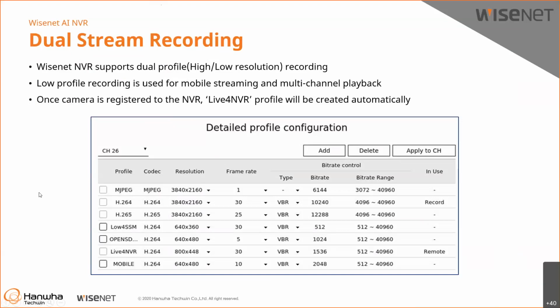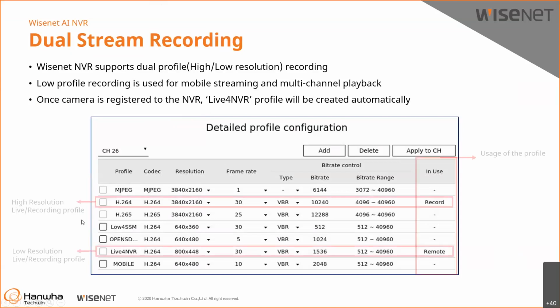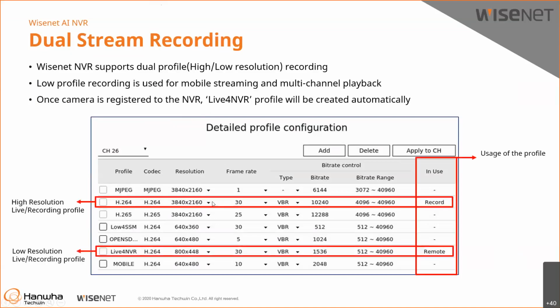Then it will switch to the low resolution recording playback automatically. So once you register a camera to the MVR, it will create this new profile, live for MVR, as a low resolution. From the profile configuration, you can see profile number 2, whose name is H.264 full resolution, which is 4K here. It will be used for recording and high resolution live monitoring. And this live MVR profile will be used for low resolution recording and live, and also for remote, which is mobile access.